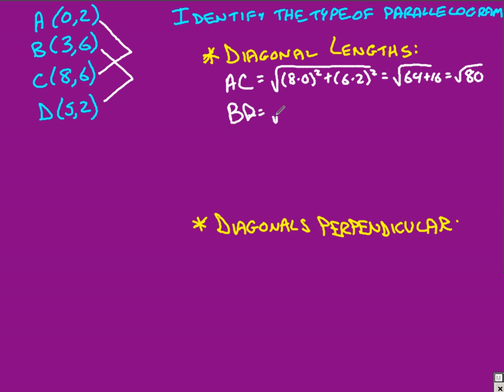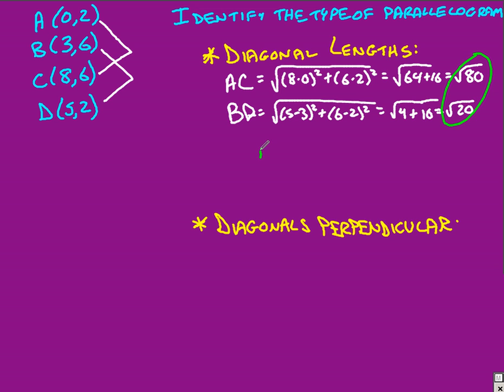For BD, I'm going to do the exact same thing. Subtract my x's, so 5 minus 3 squared, and then subtract the y's, 6 minus 2 squared. This will give me 2 squared is 4, 4 squared is 16, this is the square root of 20. Now notice, these are not the same number.